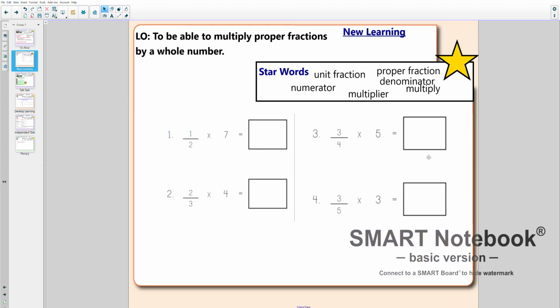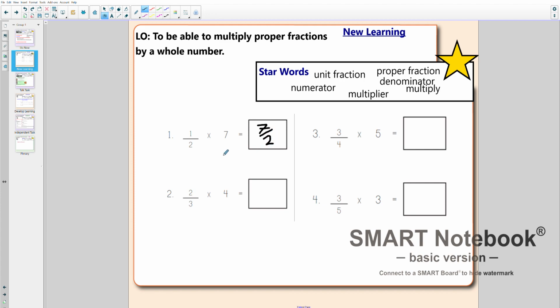If we're looking here, this is the new learning. This is basically similar to what we did yesterday. If you remember yesterday, one of the misconceptions we were looking at is that the denominator changes. The denominator does not change. The only time we change the denominator is when we want to convert it into a different fraction. So all you need to do, it's really very simple, is just multiply the numerator, the top number, by the number here. So in this case, 1 times 7 is 7. So 1/2 times 7 is just 7 halves.